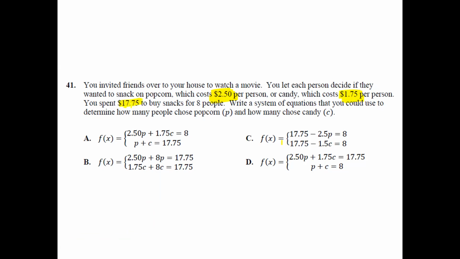You spend this much money to buy snacks for 8 people. So there are 8 people, so you should highlight that. Okay, write a system of equations that you could use to determine how many people chose popcorn, which is P, and how many people chose candy, which is C. So take a moment and make sure you highlight that.